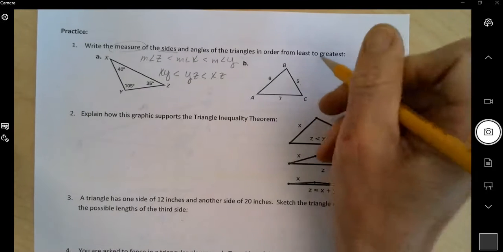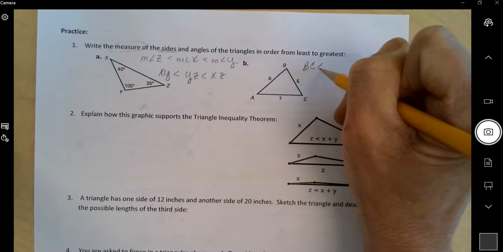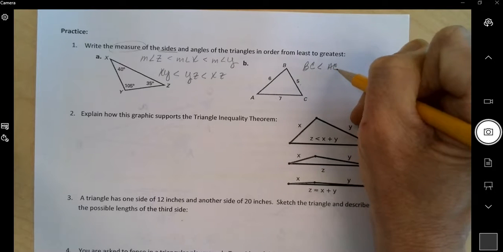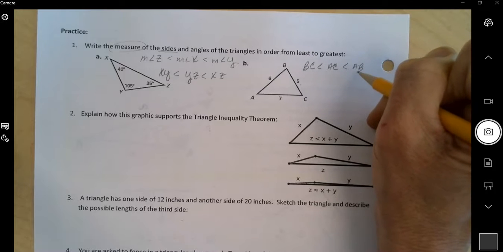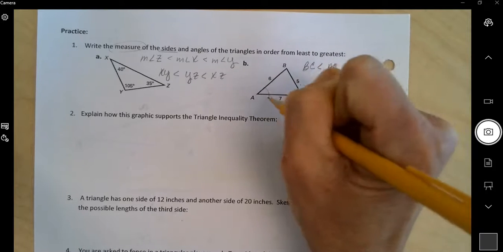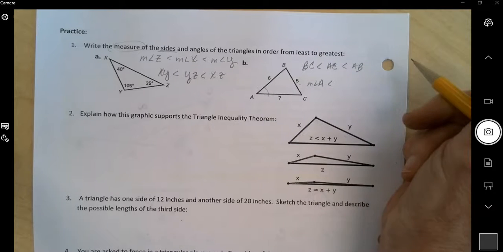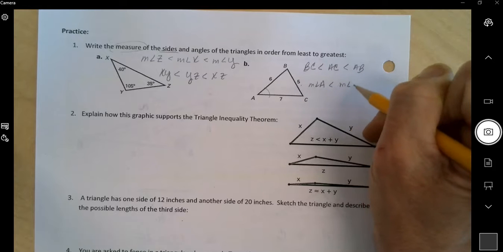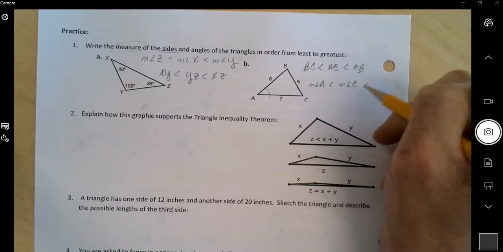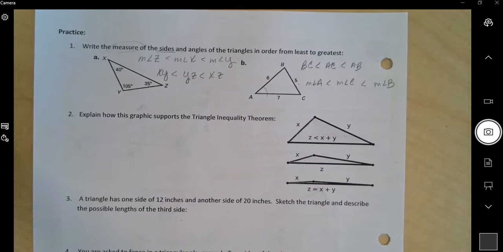So for this one, I know that the distance from B to C is smaller than the distance from A to C, which is smaller than the distance from A to B. And because that's true, I know that the measure of angle A is my smallest. Then comes the measure of angle C. And finally, the measure of angle B is going to be the biggest.